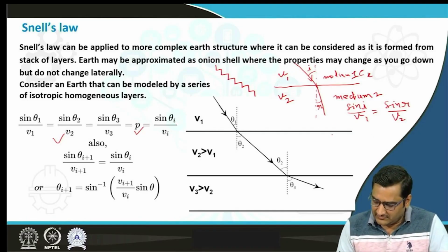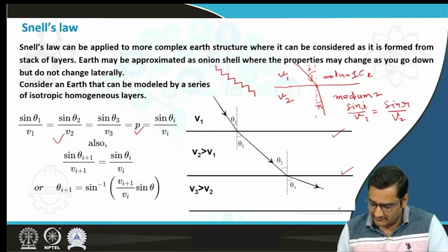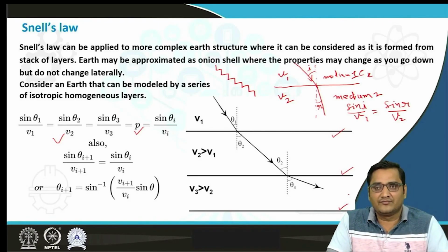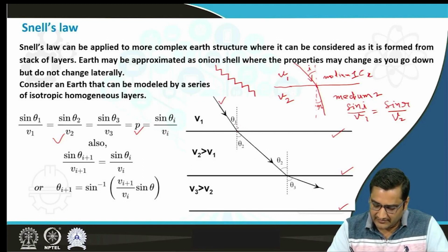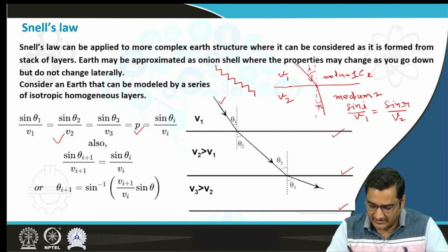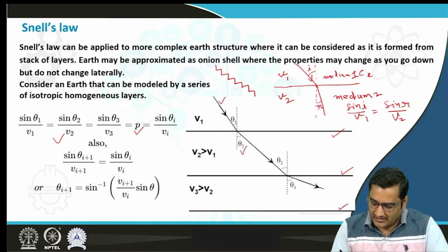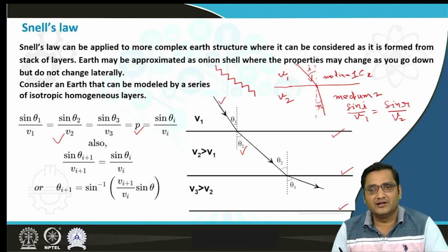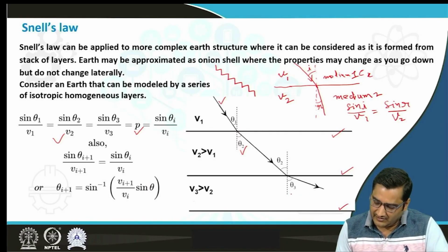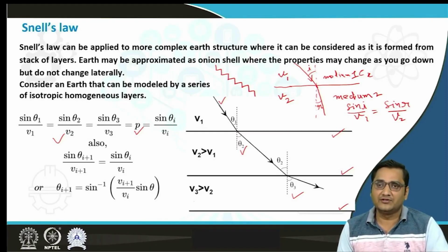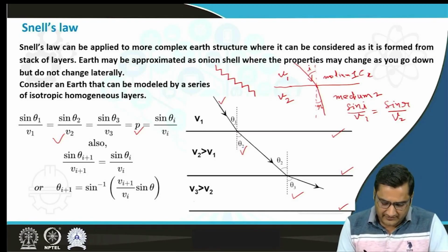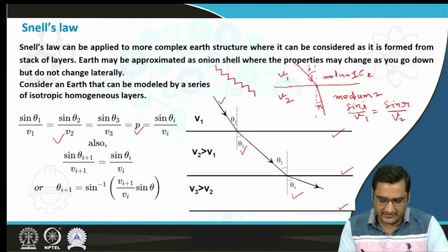So this is the geometry that represents the values of theta 1 and theta 2. There is a wave incident upon this interface with incident angle theta 1, and the refraction angle in the second medium, having velocity V2, is theta 2. Then when it emerges into medium 3, the angle of refraction is theta 3. The velocity V3 is greater than V2, which means V1 is less than V2 and V2 is less than V3.